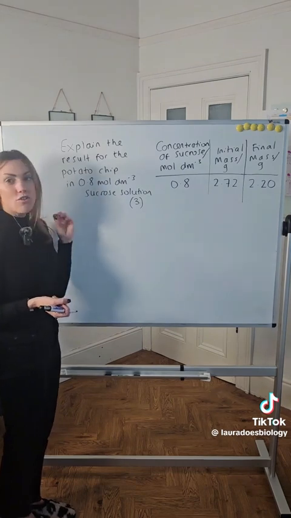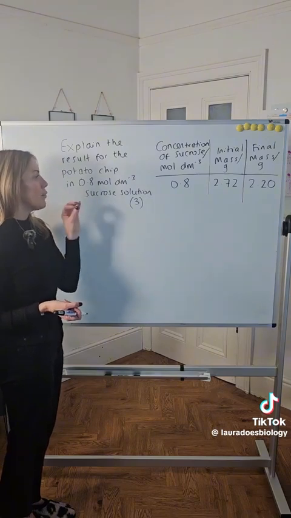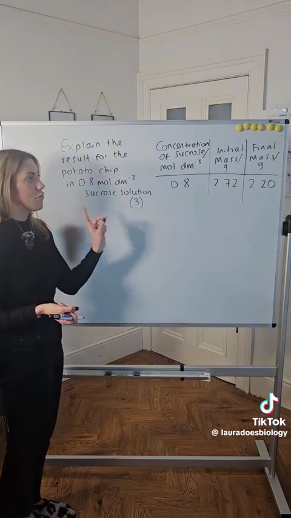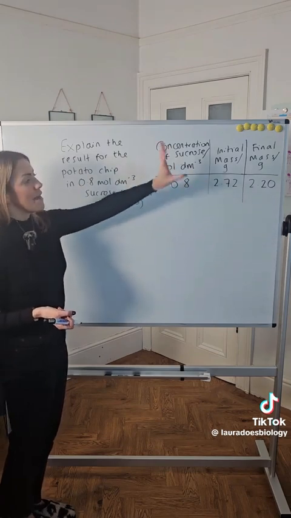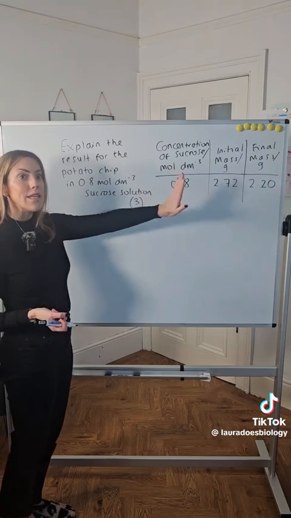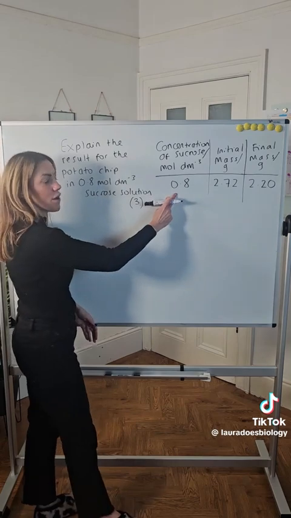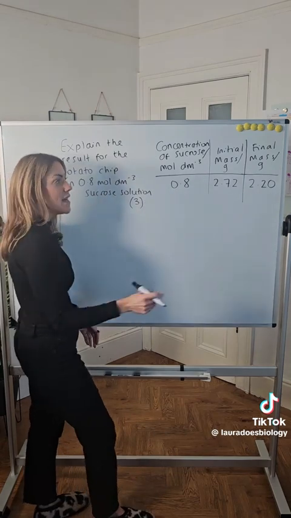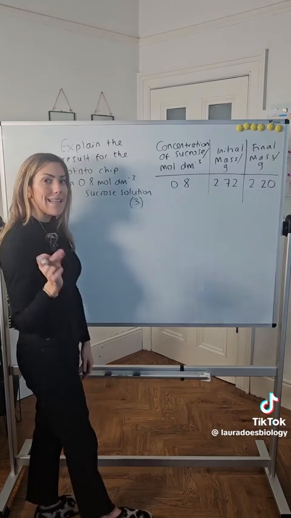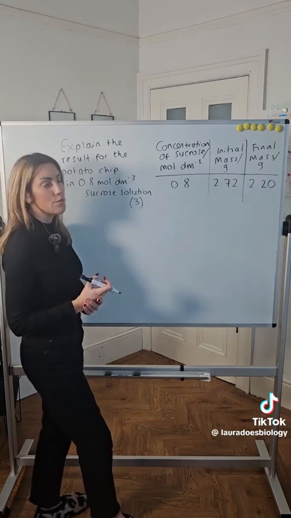But for today, we're just going to try and answer this one. Explain the result for the potato chip in the 0.8 mole per decimeter cubed sucrose solution. Now, obviously in the exam, they've given you a big table with all of the results, but I've just given you here the bit that we need for this 3-mark question. So this was the concentration of sucrose that this potato chip was in. The initial mass before it went into that solution was 2.72 grams, and the final mass was 2.2 grams.